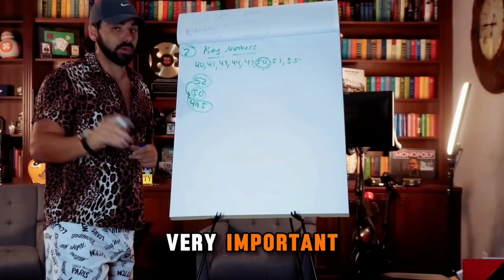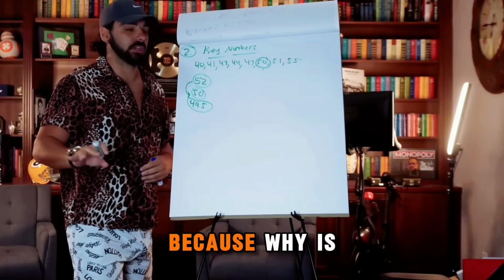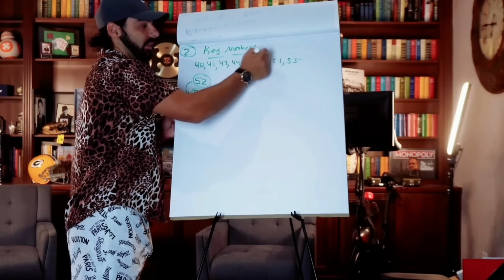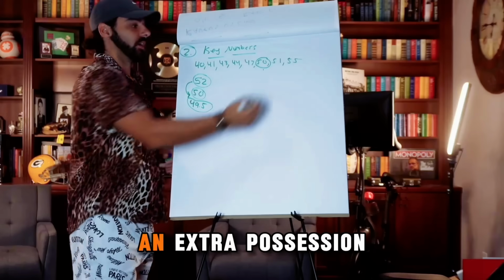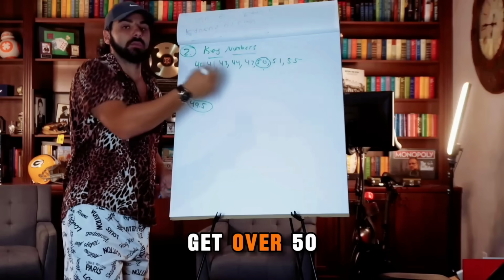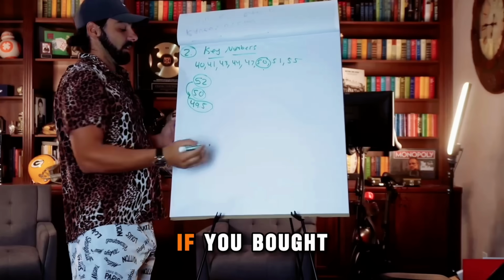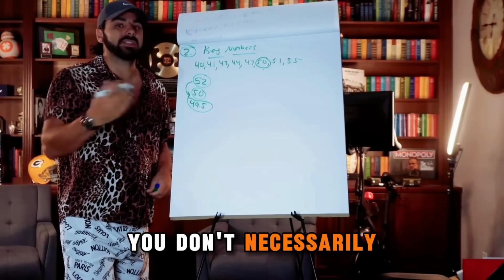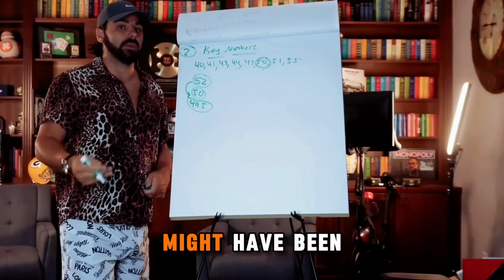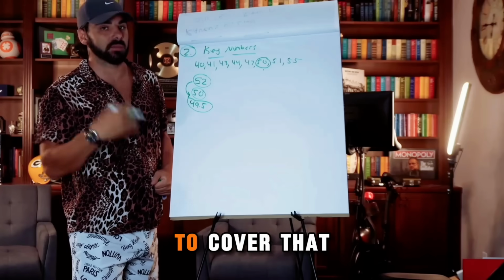Now, this is very important. A lot of people miss this mistake, all right? Because the why is you literally can land on 50 and you end up pushing, or an extra possession you need to be able to get over 50, and that's huge in an NFL game. Whereas if you bought under the key number, you don't necessarily need that anymore, and now you might have been able to shave an extra possession off to be able to cover that number.